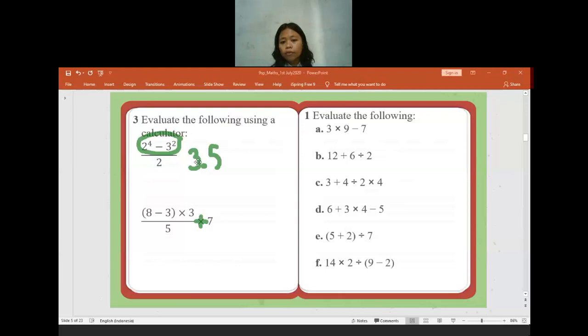If you are confused about question 3A, whenever it's a fraction question, you have to check it one by one from the numerator and denominator. In the numerator, check whether there is any calculation. There is 2 to the power of 4 minus 3 to the power of 2, so I have to simplify the numerator first. 2 to the power of 4 equals 16. 3 to the power of 2 equals 9. Then 16 minus 9 equals 7, and 7 divided by 2 equals 3.5.